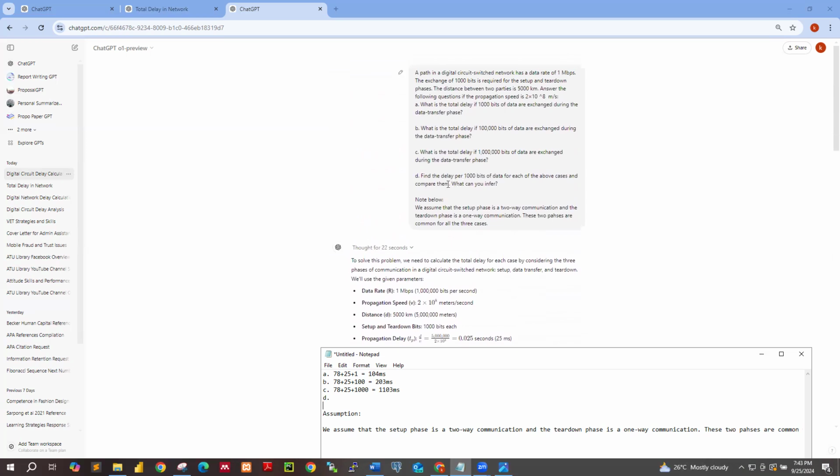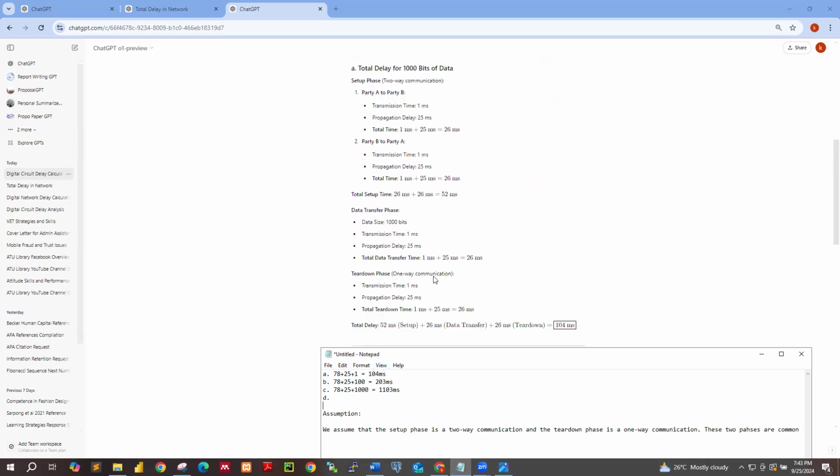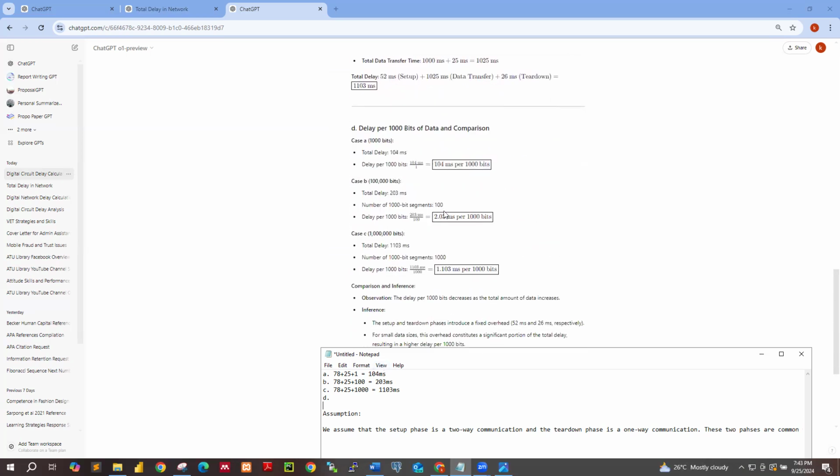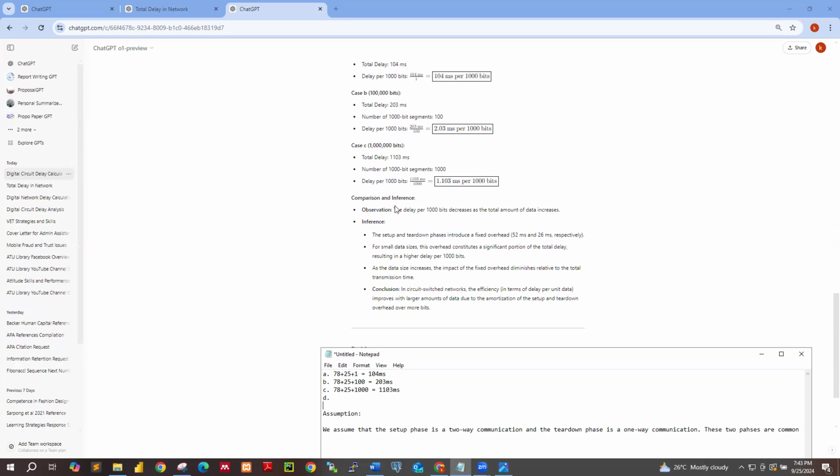It means that it can go on to give us the accurate D side, where we are supposed to find the delay per 1000 bits of data for each of the above cases. If you are not able to get your A, B and C correct, then I'm sorry, you won't be able to get your D correct. So what do we have over here? It means that absolutely our D answers are all correct: 104 milliseconds per 1000 bits, 2.03, 1.103, and we can make the comparison and the inference.